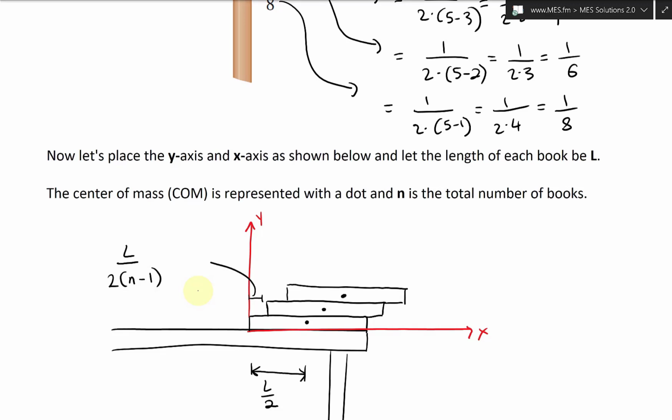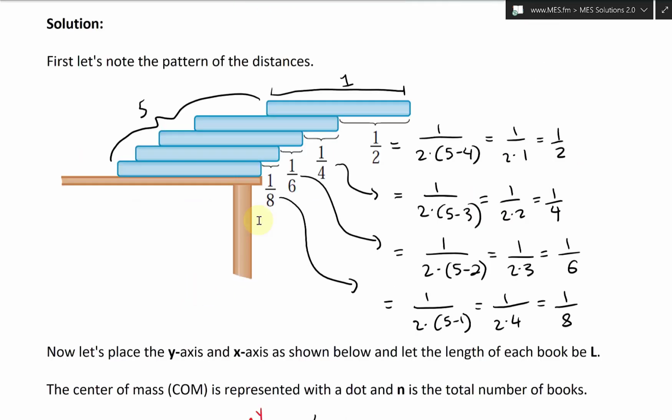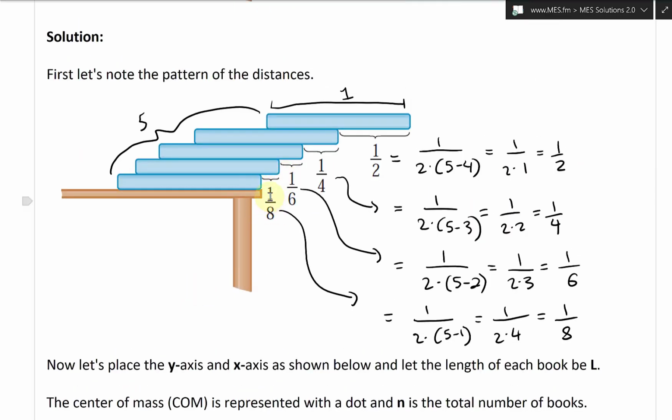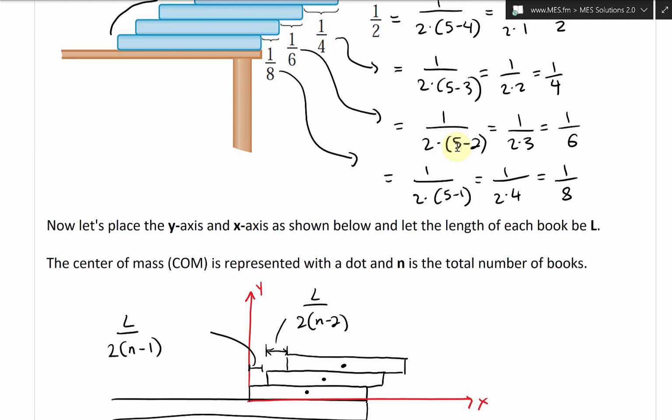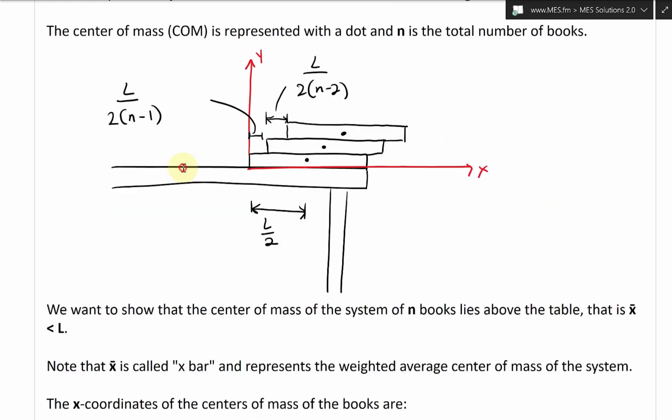Now this distance is going to be like this, make this black like that. This one is L over 2(n minus 2). So yeah, you can see the next one right here. So this first one is going to be 1 over (n minus 1). The second one is 1 over 2 times (n minus 2). So the first one is 1 over 2 times (n minus 1), (n minus 2) over there. So that's fascinating stuff.